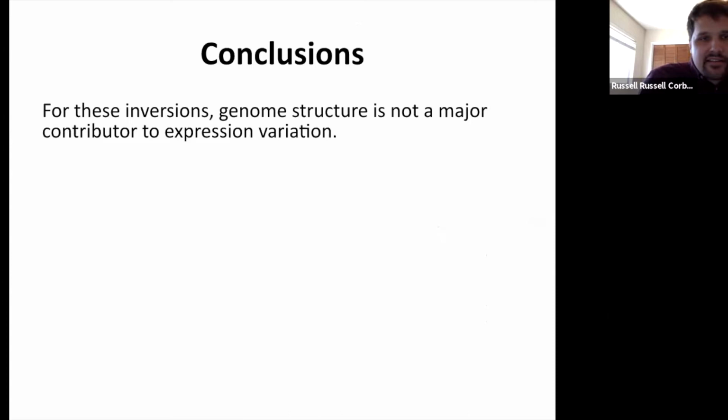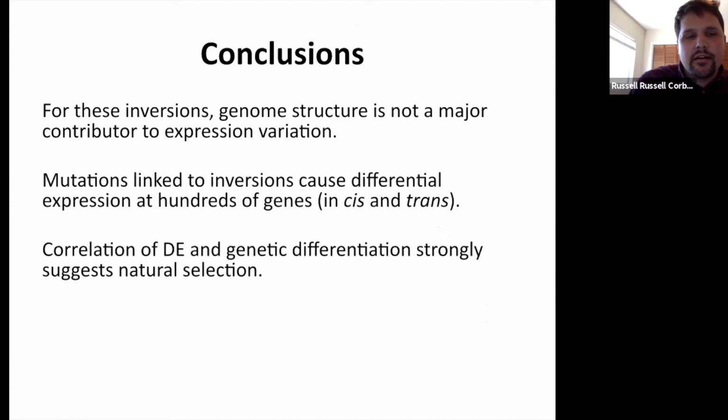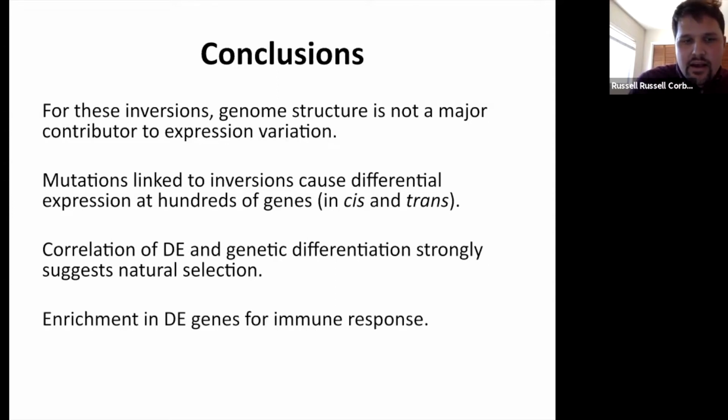Okay, so to conclude that section, for these inversions, genome structure is not the major contributor to expression variation, but mutations that are linked to the inversions do cause differential expression at hundreds of genes, and this is both in the inversion itself and across the rest of the genome, so both cis and trans. The correlation of differential expression and genetic differentiation strongly suggests that natural selection is the force driving this, and the enrichment of differentially expressed genes for immune responses is a really tantalizing phenotype that we're excited to follow up on going forward, and I hope to show more results on soon.